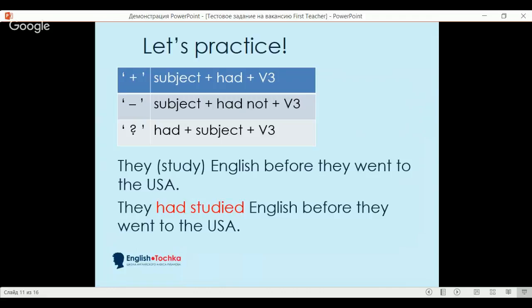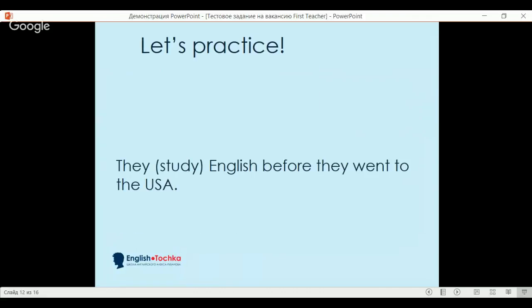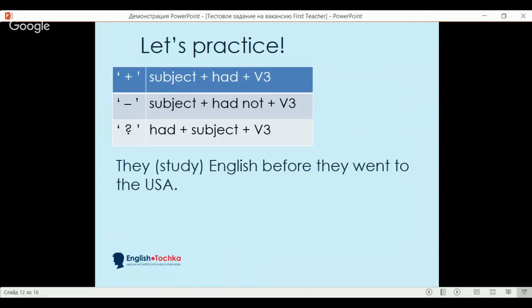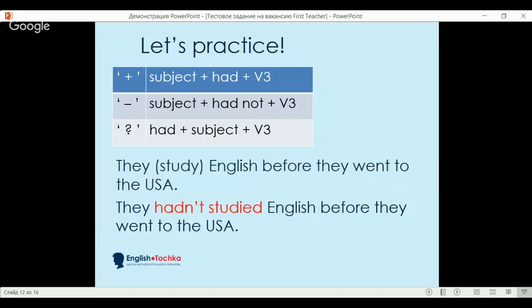Okay, well done. They had studied English before they went to the USA. That's great. And now, negative. So, subject plus had not plus verb in the third form. Subject here is they. They had not. Yes, correct. How smart you are. They hadn't studied English before they went to the USA. Very well.